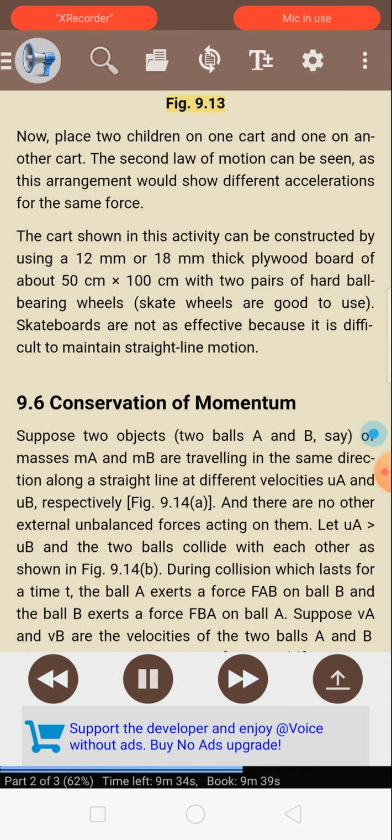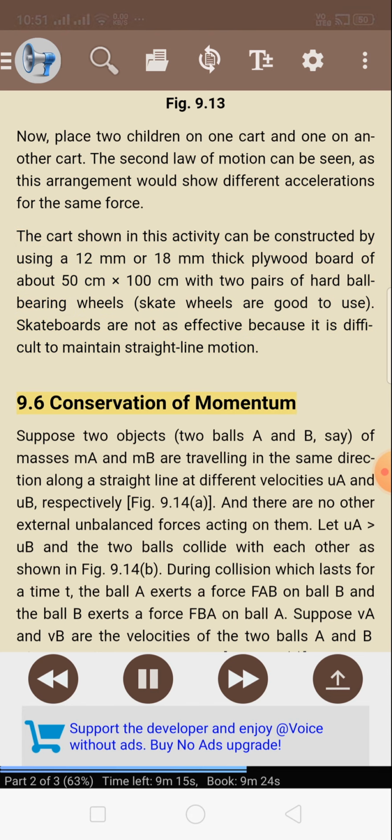Figure 9.13. Now, place two children on one cart and one on another cart. The second law of motion can be seen, as this arrangement would show different accelerations for the same force. The cart shown in this activity can be constructed by using a 12 mm or 18 mm thick plywood board of about 50 cm by 100 cm with two pairs of hard ball-bearing wheels. Skate wheels are good to use. Skateboards are not as effective because it is difficult to maintain straight line motion.